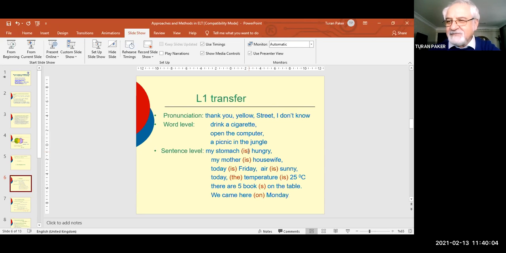I don't know if that's the case for Arabic learners, I mean, whether you use to be or to have as an auxiliary. And today temperature 25 centigrade, like Turkish. And for example, we don't use plurals with the nouns, so: there are 5 book on the table. That sounds like Turkish. And we came here Monday. We don't use a preposition before the days, for example. So that is L1 transfer.